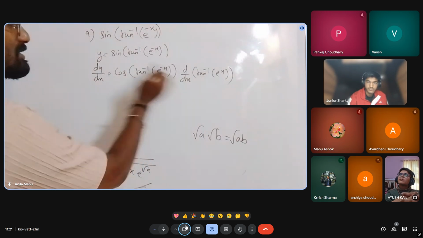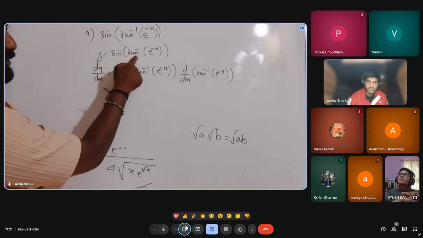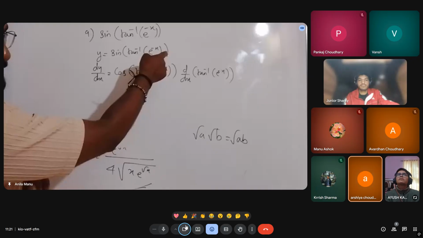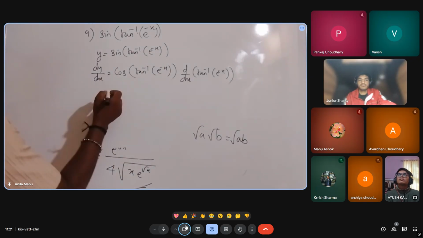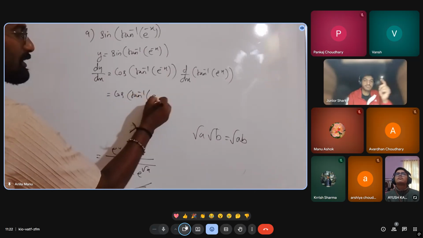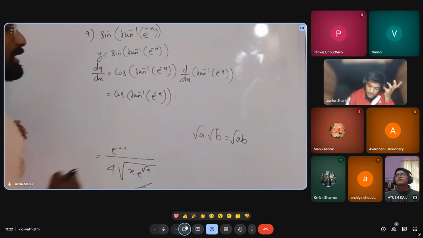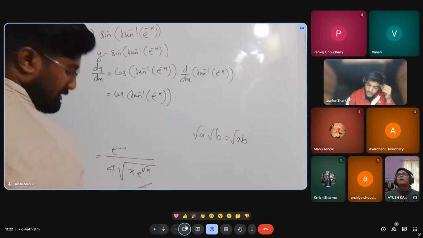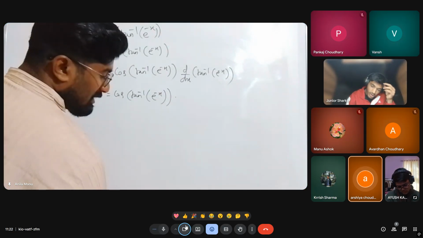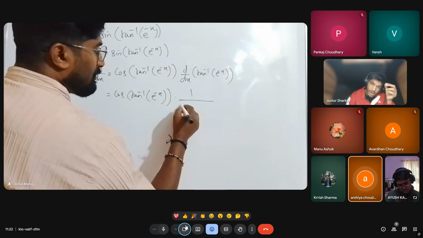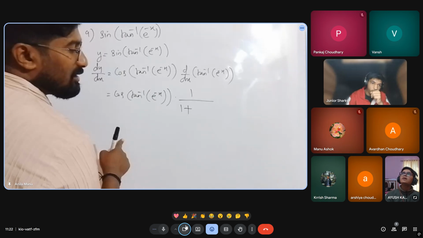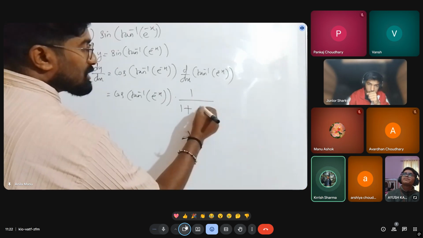Second, you can see tan inverse only, right? So after differentiating tan inverse, you can go to e raised to minus x. So cos of tan inverse of e raised to minus x, into the derivative of tan inverse of x, which is 1 upon 1 plus x square. Here, instead of x, we have e raised to power minus x.